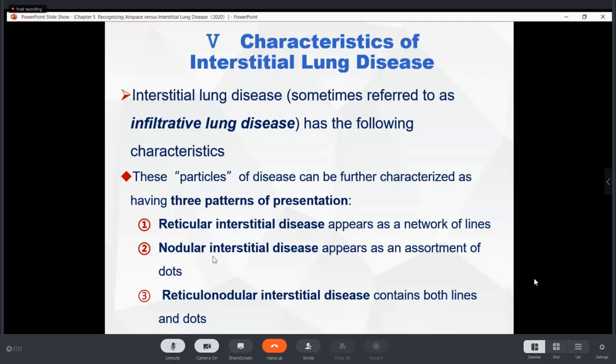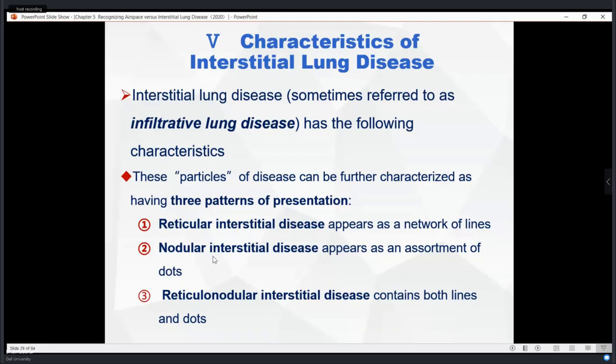1 millimeter to several millimeters, we generally call them micro nodules. Okay, the nodular pattern has two types: the micro nodular pattern and the macro nodular pattern. But both of them generally look like an assortment of dots, right?